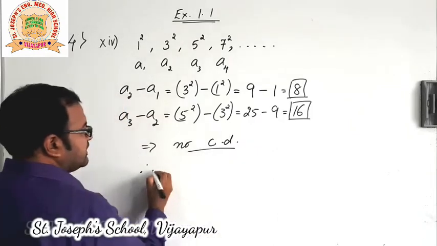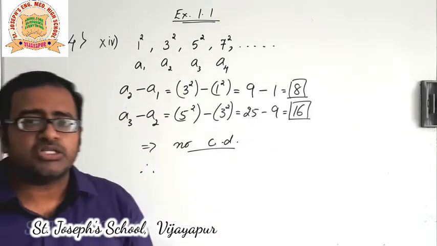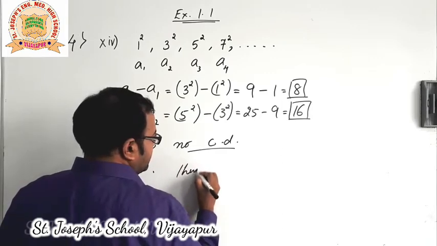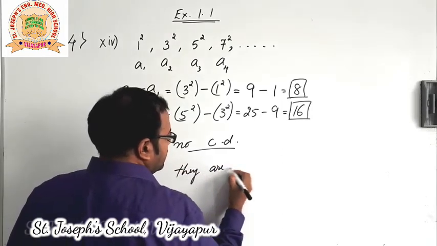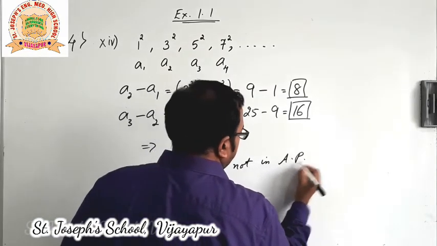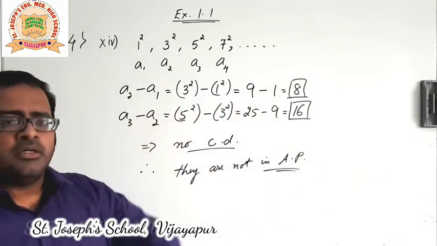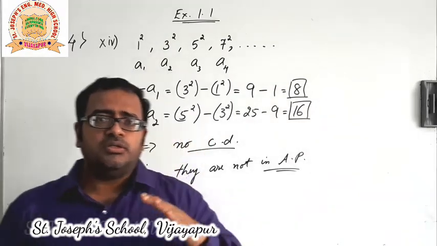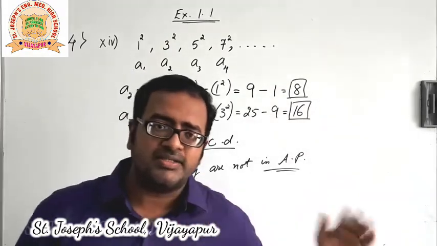So what can you say therefore? The given terms are not in AP. If they are not in AP, you don't have to find out the next 4 terms. The solution ends here.